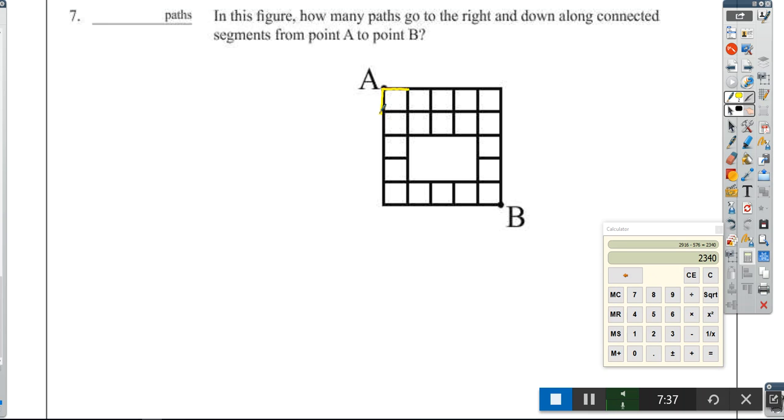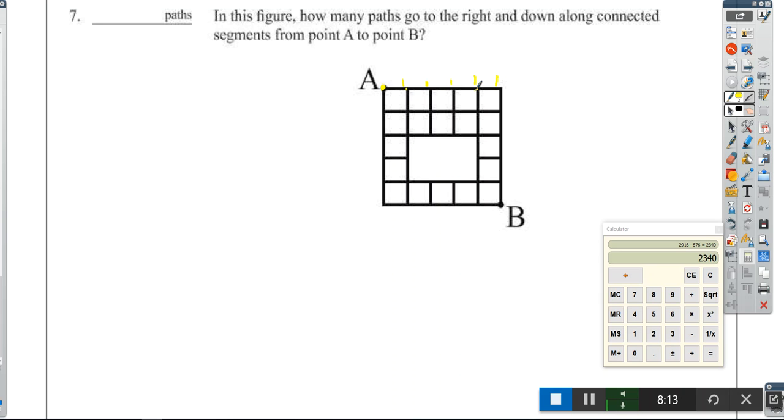Now, here's the strategy. We are going to start at A and ask, from A, how many different paths can I take to get to this junction? 1. And so I'm going to write a 1. That's not too surprising, right? From A to this junction, 1. From A to this junction, 1. Right, because in all of these cases, you're just going to the right, and you have no other choices. So there you have it.